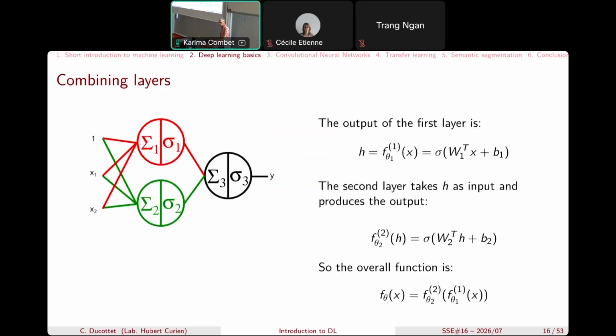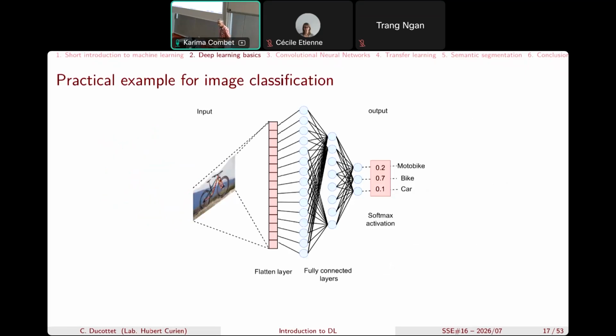So what could we do with this kind of processing units, these neurons? We could think about processing an image. So how can we process an image with that? Suppose that we have an image as input. We want to use these neurons to take a decision. For example, we have an image, we want to decide if it is a motorbike, a bike, or a car. So how can we do?